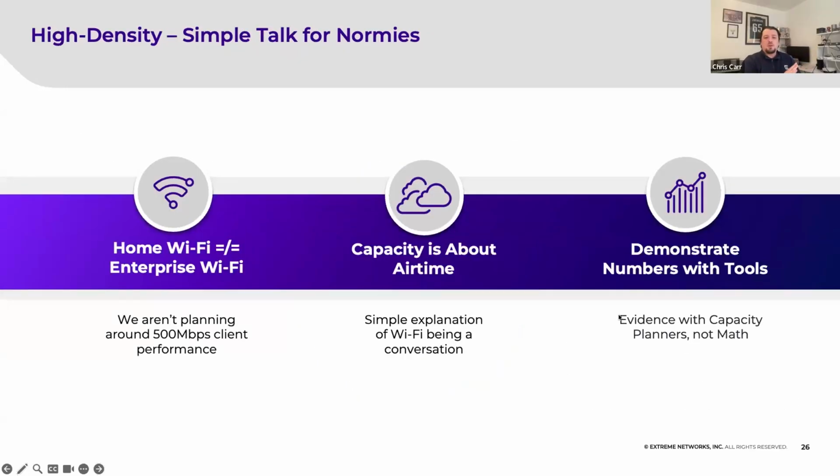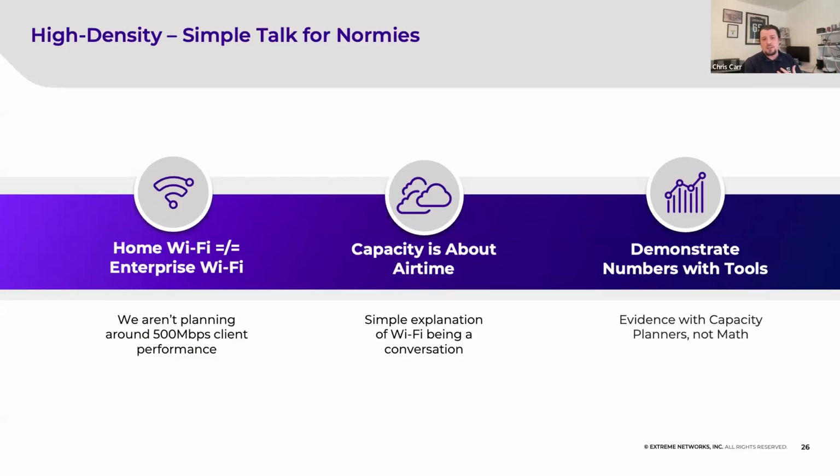Perfect. So simple talk for normies, right? That's what we said at the start, was how do we translate this into conversations to have with people that aren't necessarily as technical? Home Wi-Fi and enterprise Wi-Fi aren't the same thing, so we can't compare them. We're not planning around 500 meg per client. I think I saw it in the chat as well that somebody mentioned the WAN link is always going to be a bottleneck within here. So when we talk about 46 gigabit speed on Wi-Fi 7, we're not talking about them. And even if we could achieve those kind of speeds, we're still going to hit these limits when we come to the WAN.